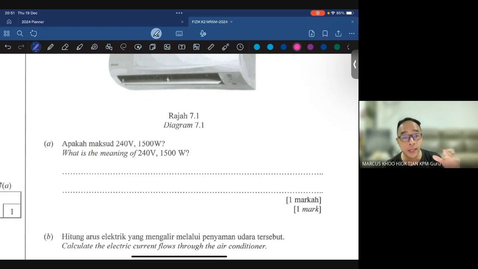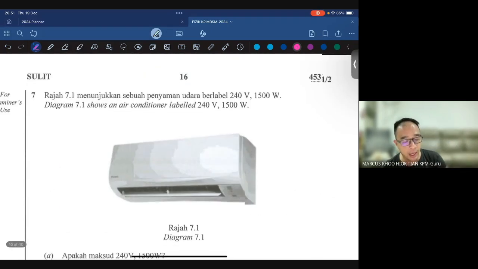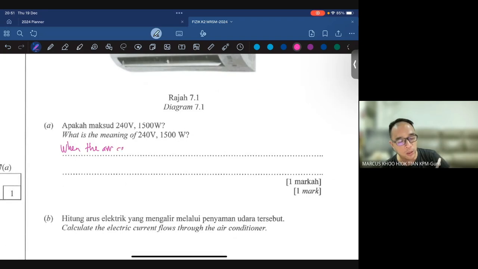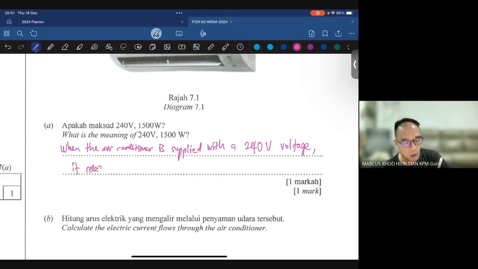We've said this many times. This question always comes out, so please remember the standard answer. When the air conditioner is supplied with a 240 volt voltage or potential difference, it produces 1500 joules of energy per second.